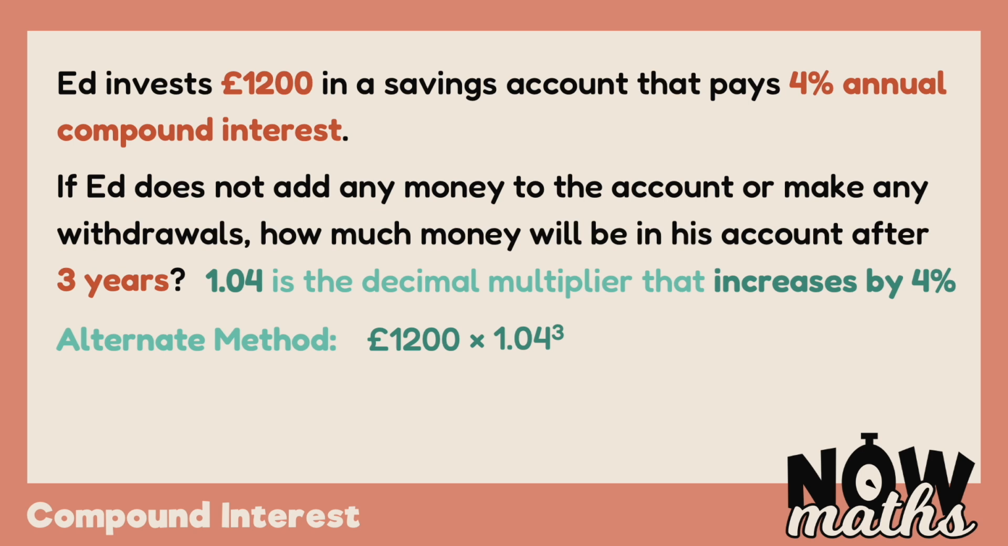If we then type this into our calculator, we obtain the answer of £1,349.8368. And again, if we round this to 2 decimal places because we're working with money, this gives us an answer of £1,349.84, which is exactly the same answer as we obtained previously. However, this time we've done it in one simple calculation rather than 3 separate calculations. We're going to use this method to work out the answers to the rest of the problems in this video.